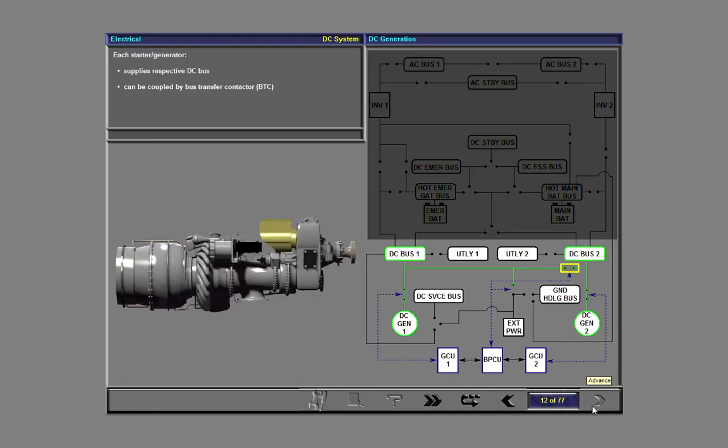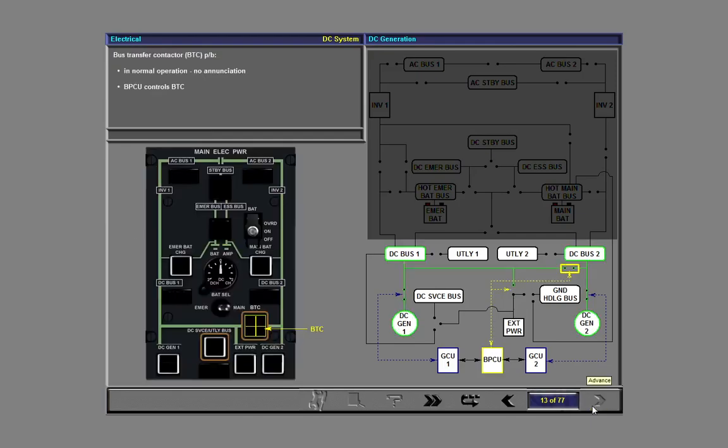The 2 DC buses can be coupled by the bus transfer contactor, BTC. The guarded bus transfer contactor, BTC, push button controls the BTC. When the push button is depressed in normal operation, there is no annunciation and the bus power control unit, BPCU, automatically controls the BTC. Furthermore, in normal operation, the BTC is open and both DC systems are isolated from each other.